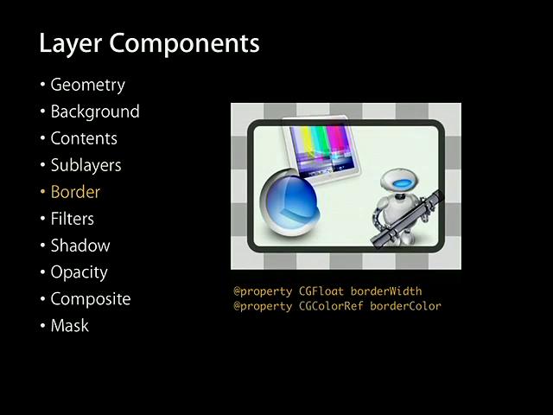Once you've got the sublayers, we come to the border, and the border is not often used, but sometimes it's useful. It just gives you a ring around the edge of the layer, and you can define the color and the width, and that's about it. So now we have the background color, the contents, the sublayers, and the border. And this gives us the basic image of the layer.